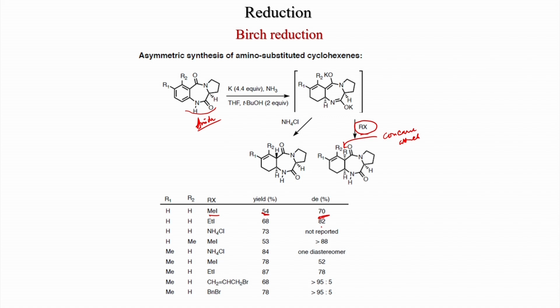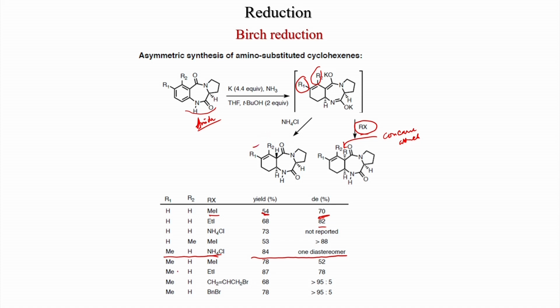With ethyl iodide you get 82% selectivity, and with ammonium chloride, when R1 is equal to methyl, hydrogen, ammonium chloride, you get 84% yield and only one diastereomer. So, this is very important. When R1 is equal to methyl, so this is methyl group, this is methyl and this is hydrogen, then you get only one diastereomer for this product.